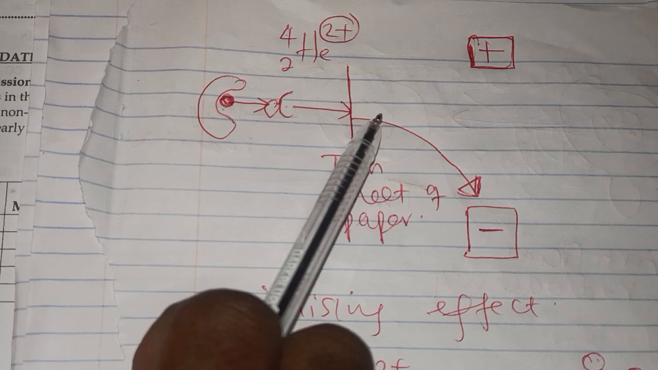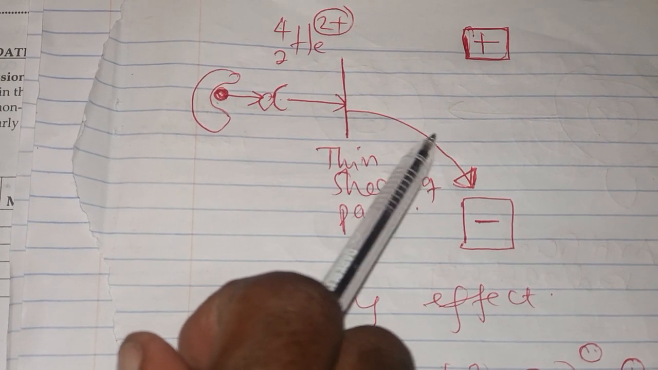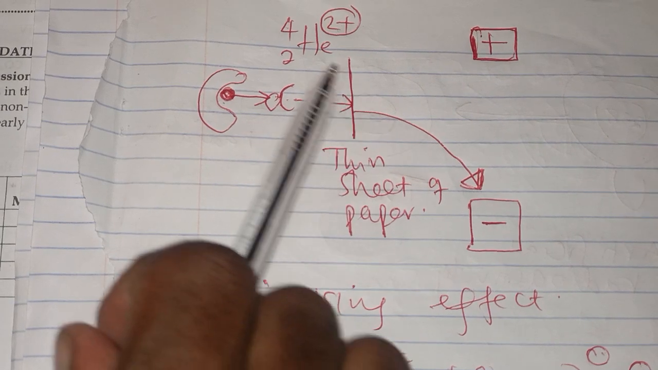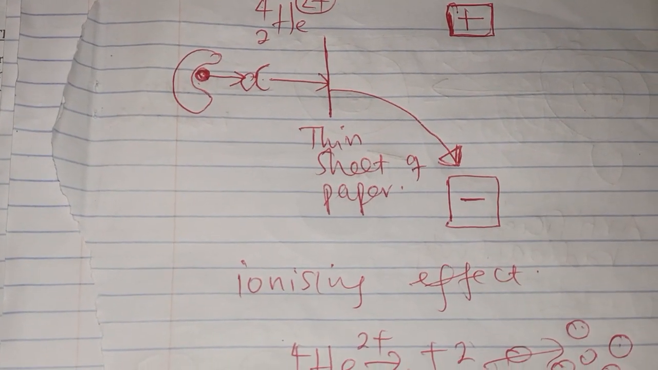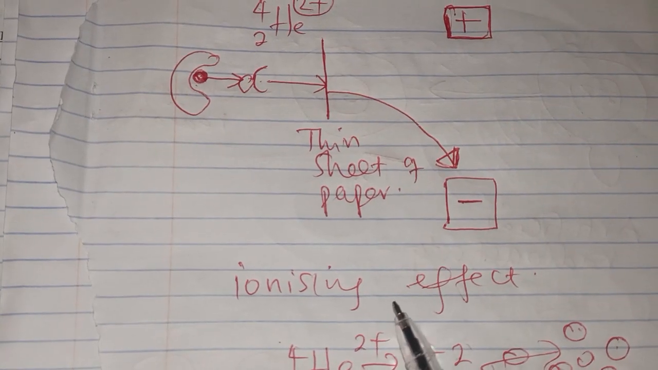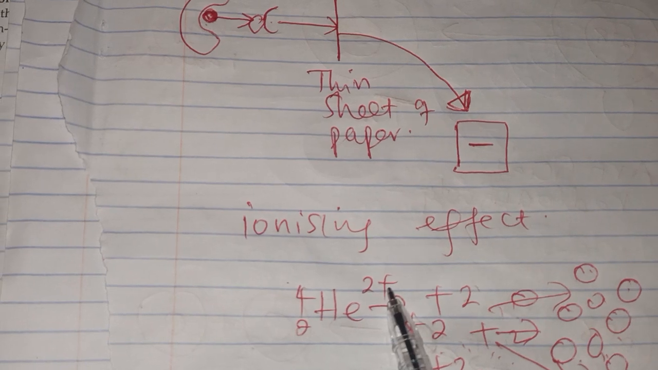It is actually able to get deflected to a smaller extent. Why? Because it is very heavy. It is the heaviest with a mass number of 4. To add on that, we are saying that it has a very greater ionizing power. Why? Because it carries a very big charge. It carries a greater charge.